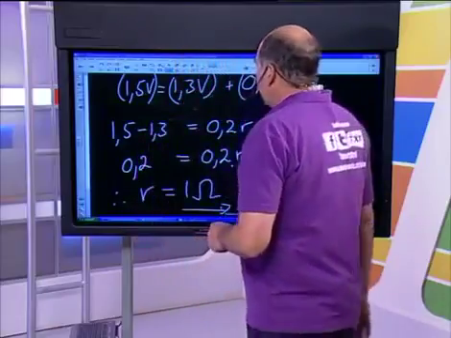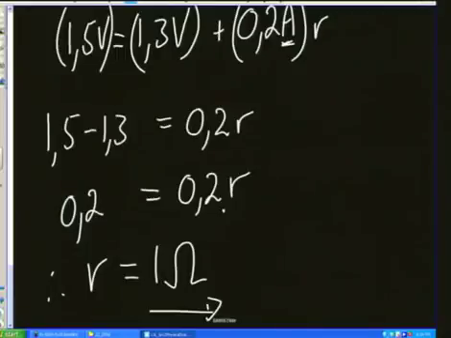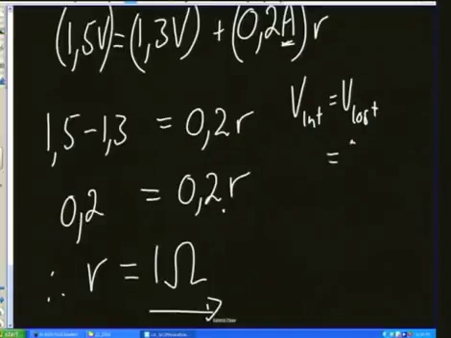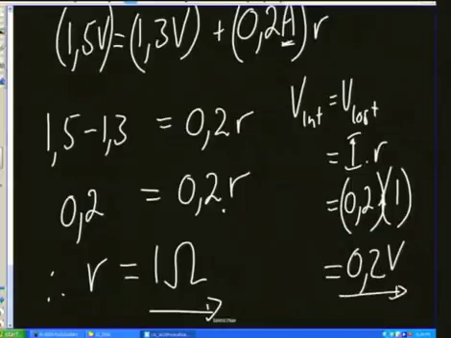Okay, let's move on. We've calculated, let's give the answer. We wanted V internal, which was equal to V lost, and that is now going to need to be calculated. We haven't quite finished, so that's going to be I times little r, which is 0,2 times, in brackets, 1. So the V internal is 0,2 volts. That's what was lost.